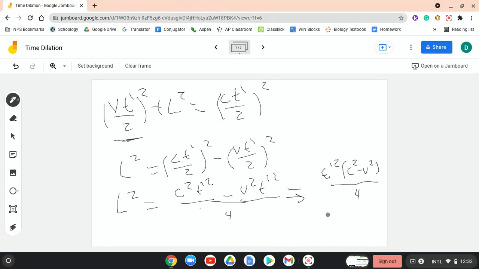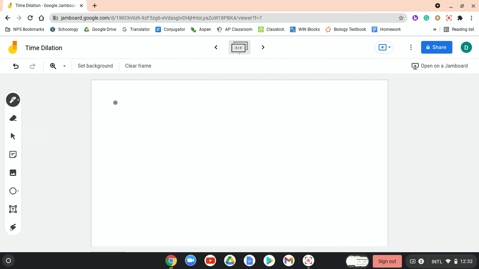All right. And I'm trying to solve for t prime here. I'm trying to figure out how much time I observed to have passed. So let's go to another slide and illustrate what we have so far. We have that L squared equals t prime squared times c squared minus v squared over 4 from the algebra we did. So if I want to solve for t prime squared, I can multiply both sides by 4. 4L squared equals t prime squared times c squared minus v squared.